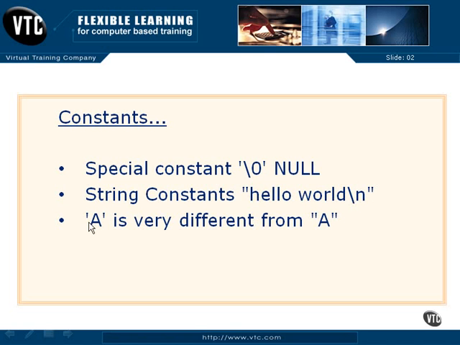So when you're defining constants, single quote A single quote is an integer value for the letter A, and that will be coded as the value of a constant. But that's very different from double quotes A double quotes. That's the letter A, or the numerical value for it, and then there's a null next to it. So there's really 2 characters taken up there, because this is a string constant as opposed to this being a character constant.